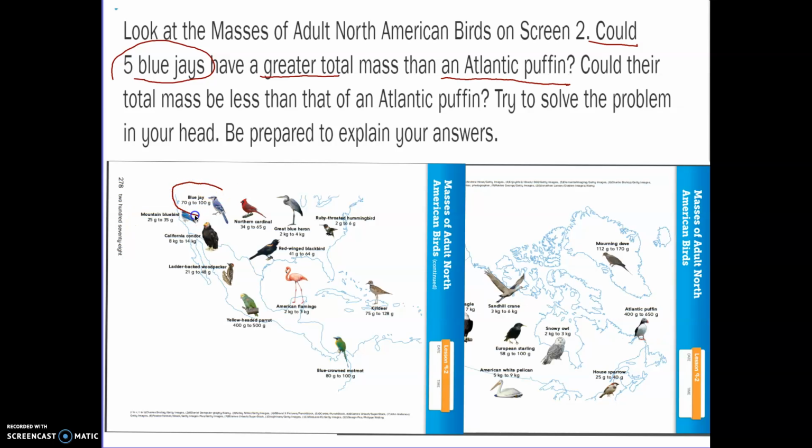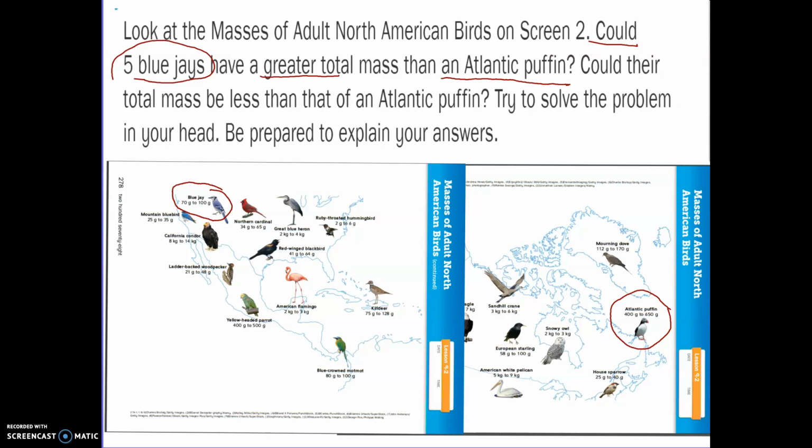Here's our blue jay, 70 to 100 grams. And our puffin is 400 to 650 grams. Okay, so think about that. Could 5 blue jays have a greater mass than 1 Atlantic puffin? Pause the video while you think about that and share your thoughts with someone at home.